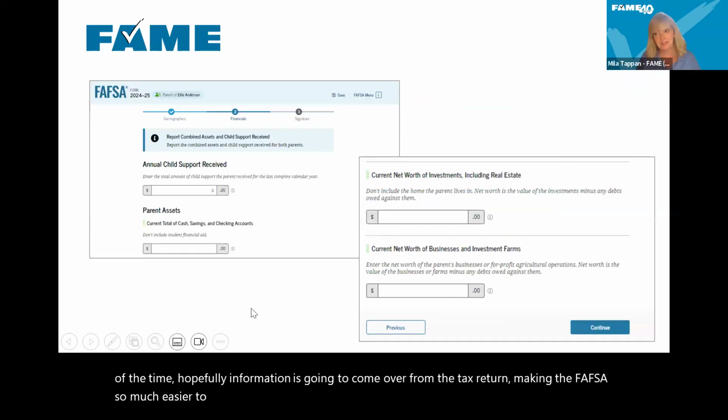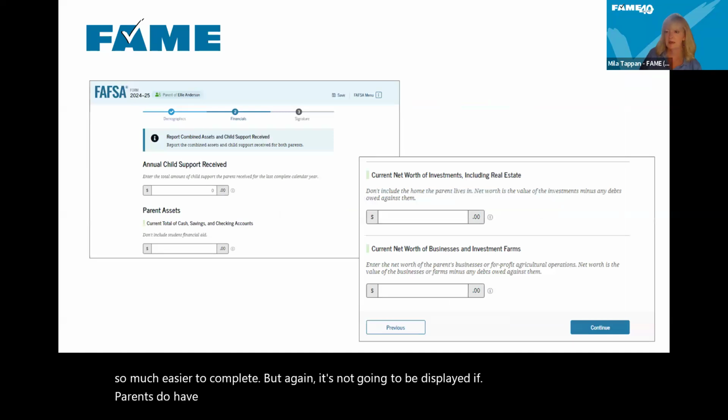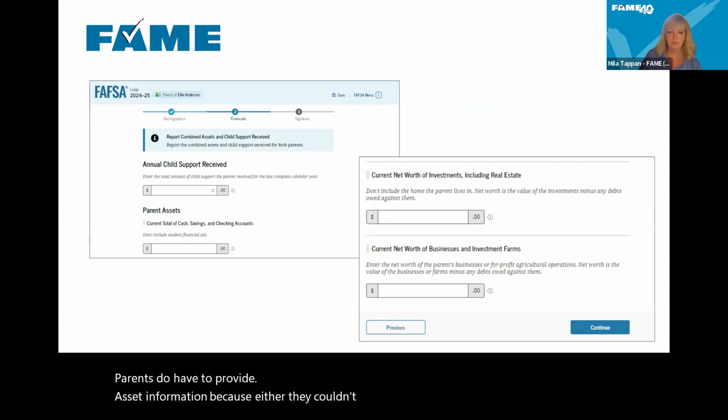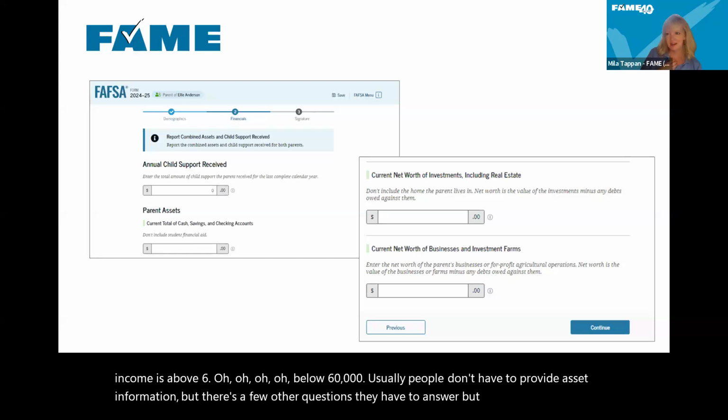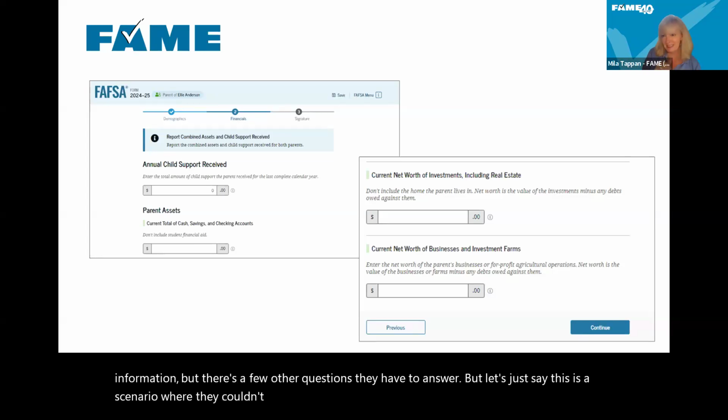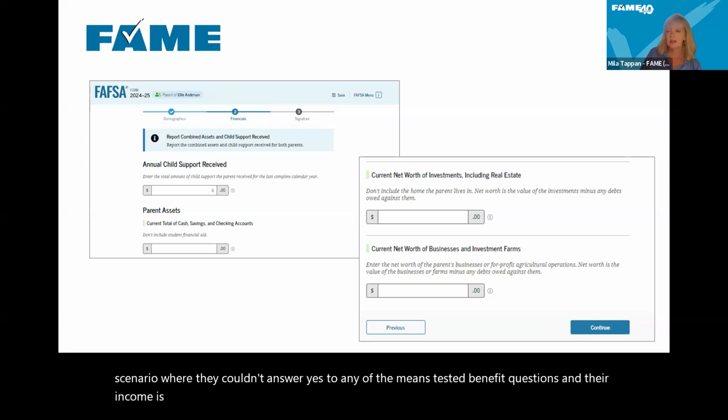But again, it's not going to be displayed. If parents do have to provide asset information because either they couldn't answer yes to one of those questions, or their income is above 60,000. Below 60,000, usually people don't have to provide asset information, but there's a few other questions they have to answer. But let's just say this is a scenario where they couldn't answer yes to any of the means tested benefit questions, and their income is over 60,000, then they will see the asset questions.